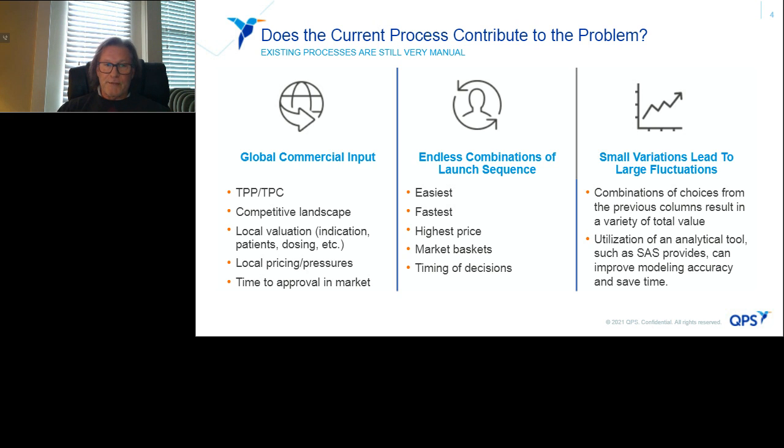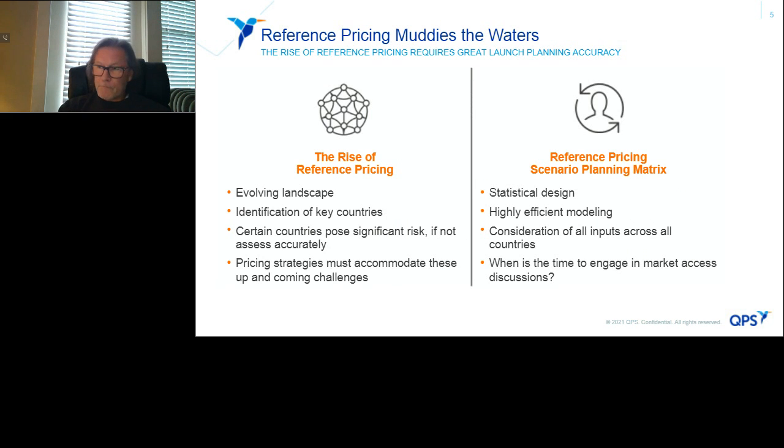And what we have seen is that even the smallest of variations can have very significant fluctuations in the prices on the market and the return that we can realize that would then allow us to make reinvestments. And today's discussion with Patrick Homer, my colleague, is the utilization of an analytical tool that they provide that can improve modeling accuracy and save time. So that's what we're really headed towards today, and hopefully you'll have some new thoughts leading out of this.